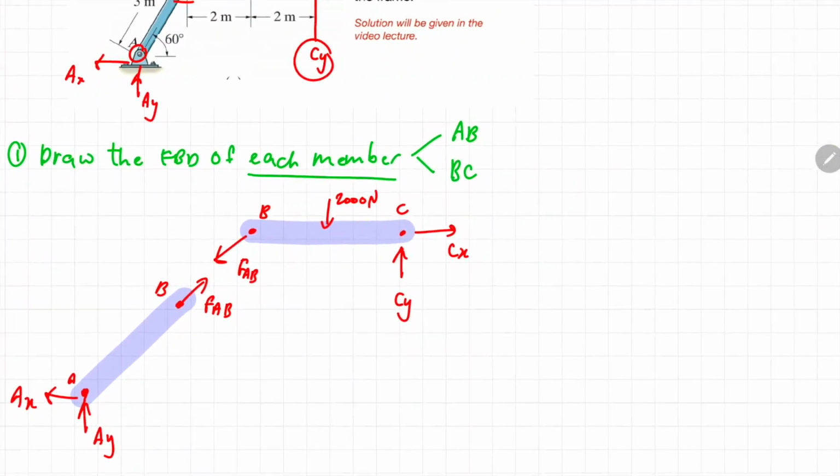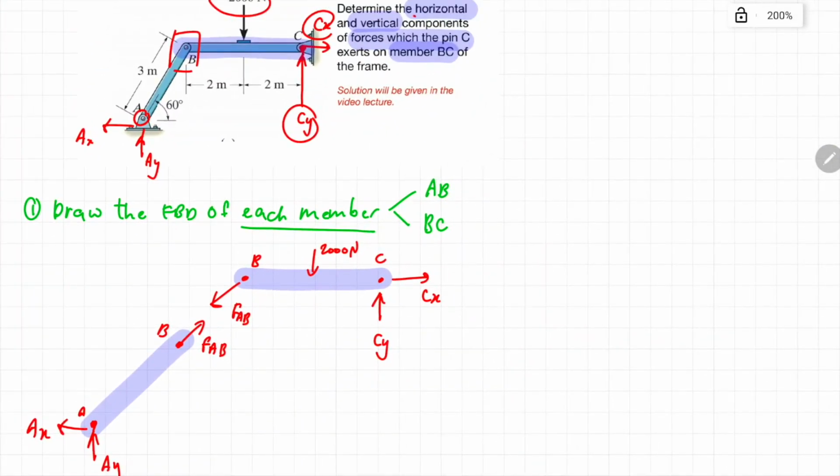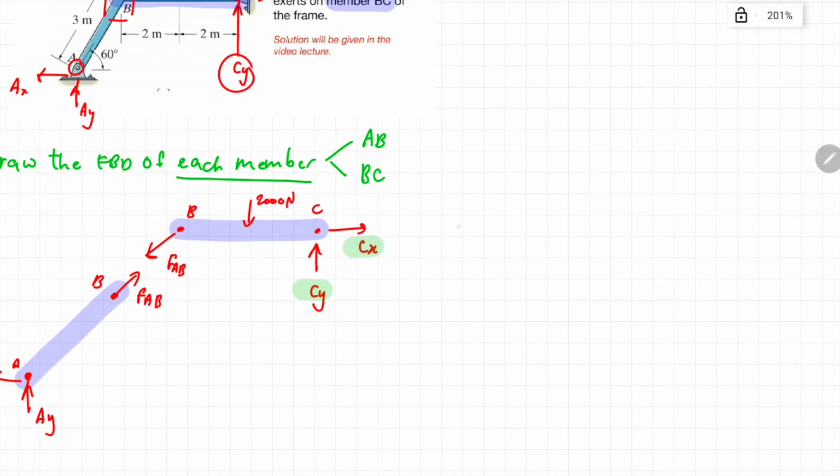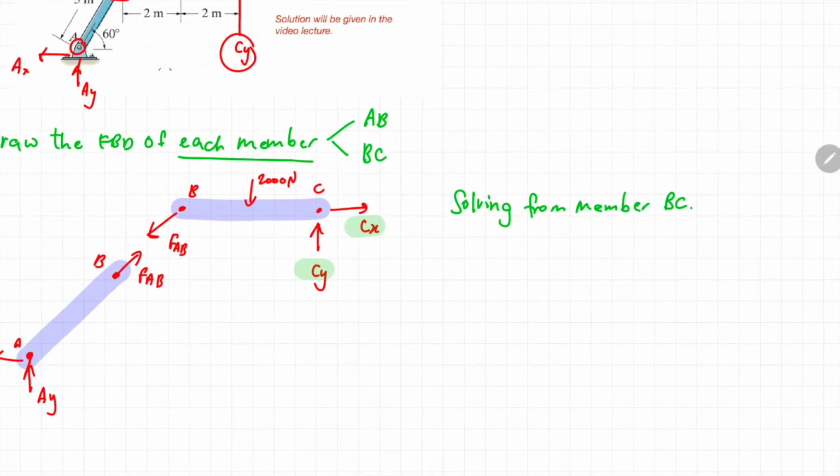Okay, now you have the choice to either solve it from member AB or from member BC. But then there are so many unknowns at member AB, so there's no point of solving it from member AB. At the same time, the question actually asks you the horizontal and vertical force at point C. So they want to know what is the magnitude of Cx and Cy. So in this case, it's much better for you to solve this problem from the member BC.